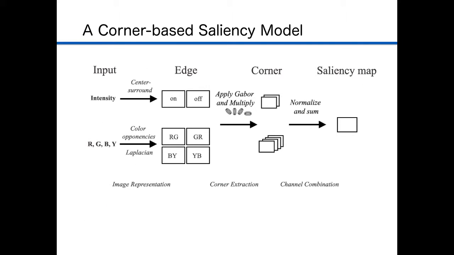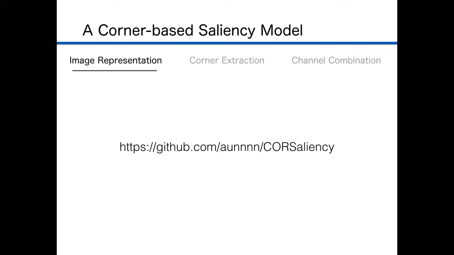There are three stages in our model. First, image representation, where an input image is separated into intensity and color channels. And the second stage is the core of the algorithm, where we obtain corners by first applying Gabor filters at 4 orientations, then multiplying them together pixel-wise. At the last stage, we normalize and sum together the corner maps from intensity and color channels. The complete implementation detail can be viewed at this link.